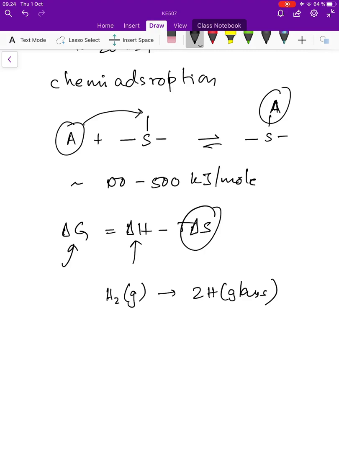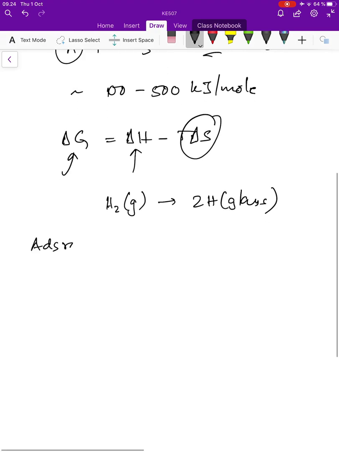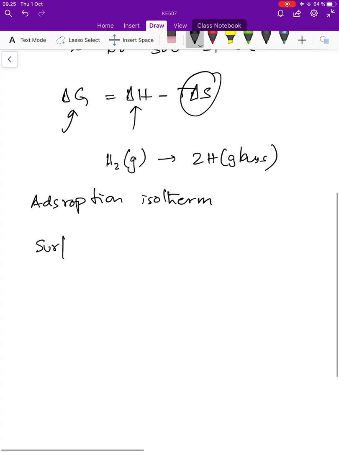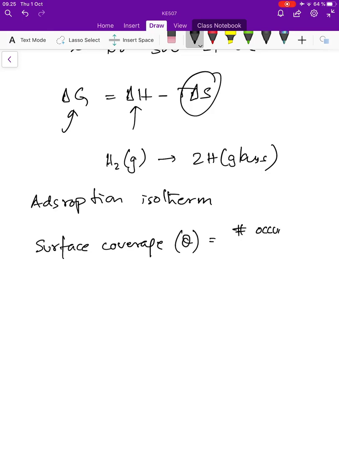We will now look at what are called adsorption isotherms. In adsorption, an isotherm relates the amount of substance attached to a surface to its concentration in the gas or the solution phase. To do this, we define something called surface coverage, which we will also call theta, and this is equal to the number of occupied sites on the surface divided by the total number of available sites on the surface.